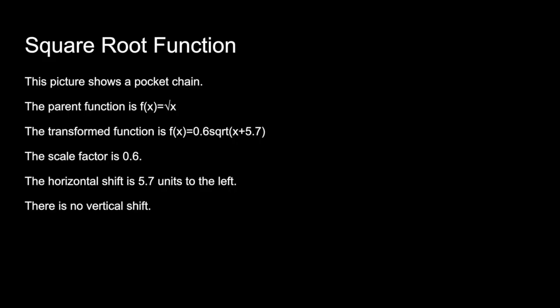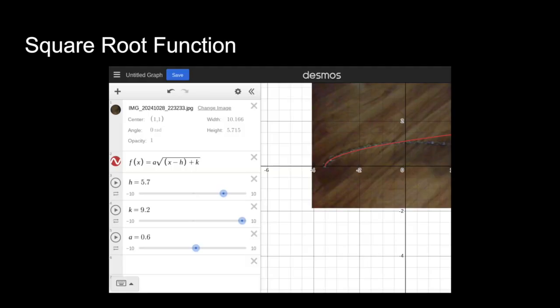This is a square root function. In this picture, I'm going to show a pocket chain, and the parent function is f(x) equals square root of x. The transformed function is f(x) equals 0.6 square root of x plus 5.7. The scale factor is 0.6. The horizontal shift is 5.7 units to the left, and there's no vertical shift.